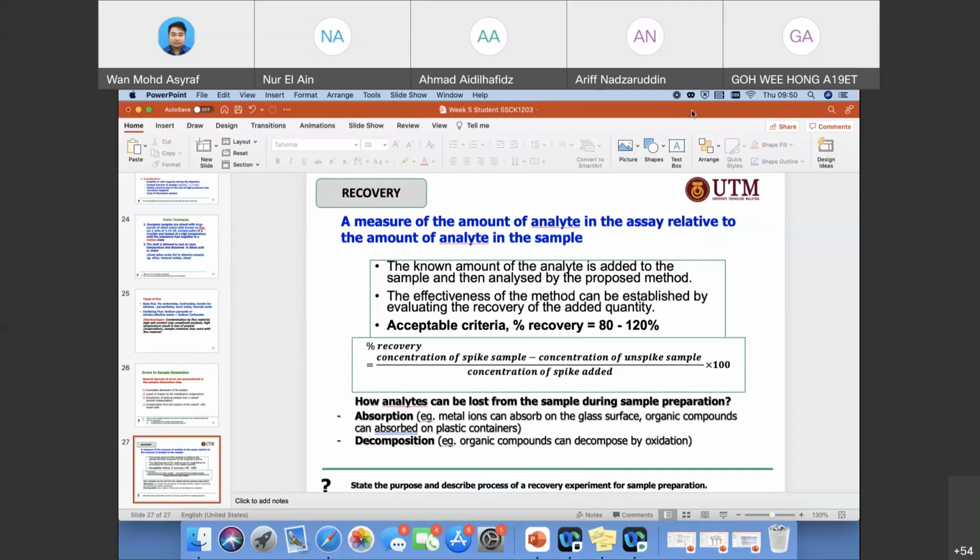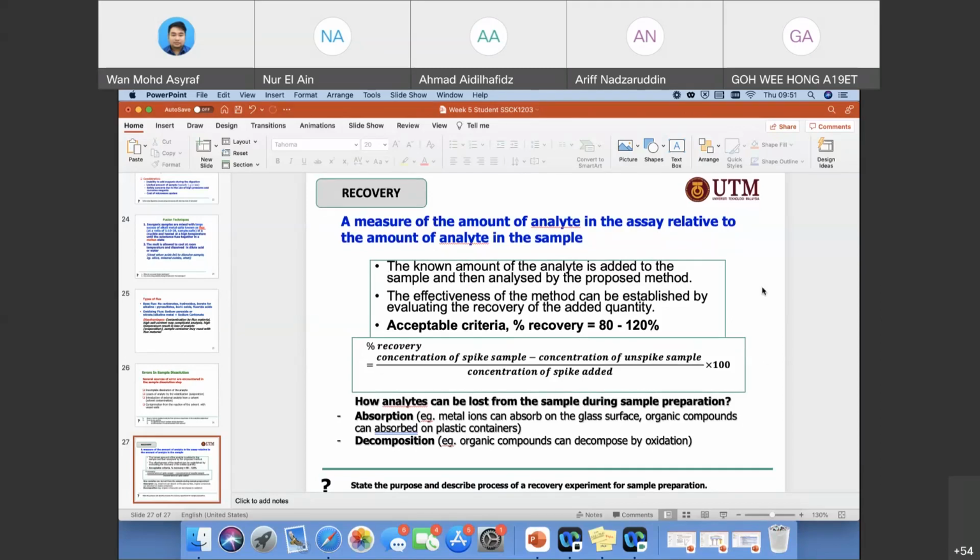Up until this point, is there any question? Doctor, the spike sample means the sample that has been processed, is it?